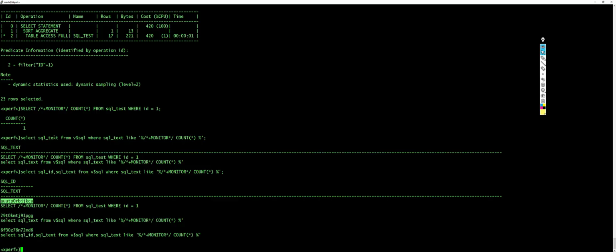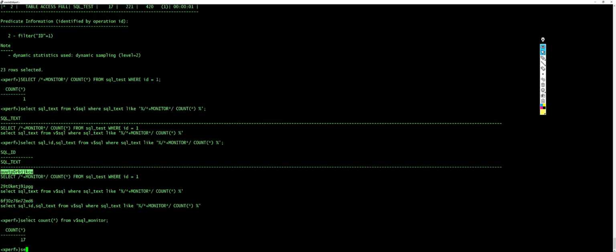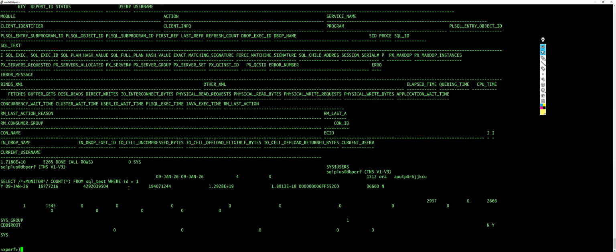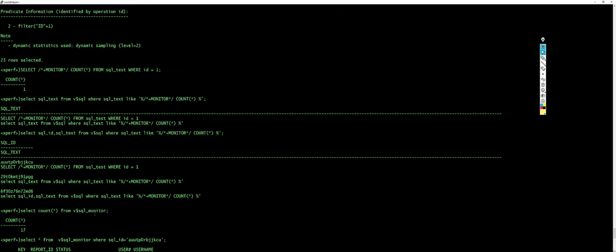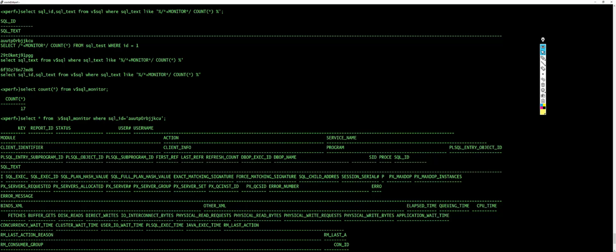So now let me check the V$SQL_MONITOR view. Okay, so we have 17 rows under this view. So this is the SQL. Now if you see, since I used this monitor hint, this SQL will be recorded under the V$SQL_MONITOR view. Not all the SQLs will be recorded under V$SQL_MONITOR view.